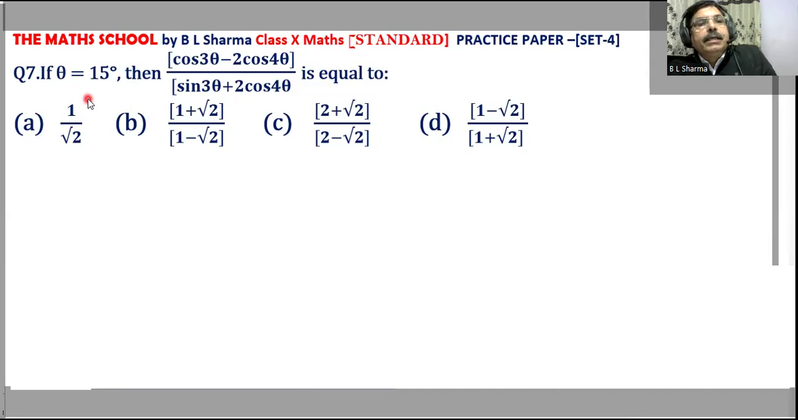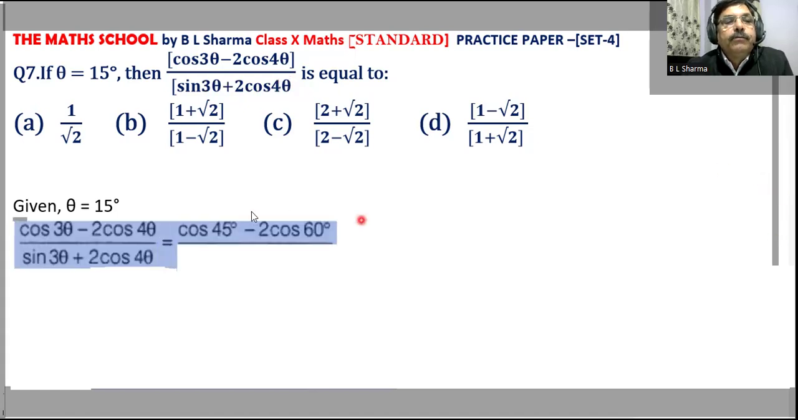The theta means the angle is given 15 degree, and then we have to calculate cos 3 theta minus 2 cos 4 theta upon cosine 3 theta plus 2 cos 4 theta. इसका क्या वैल्यू होगा of the following means answers? How to do? Here the angle theta is 15 degree. So here put in place of theta put 15, here you put 15, here you put 15, and here you also put 15.